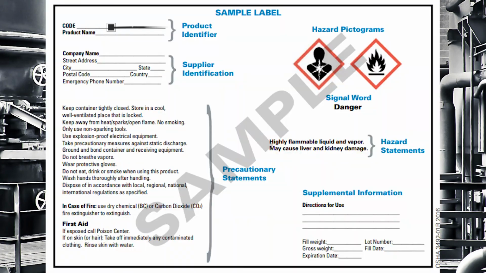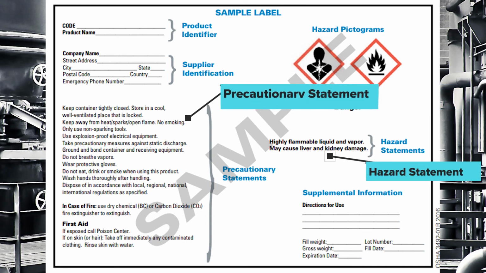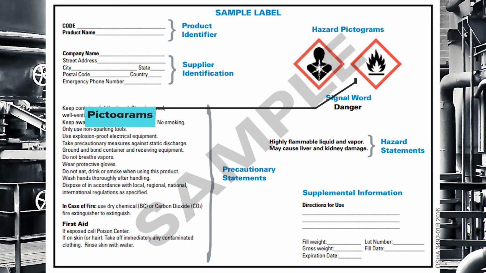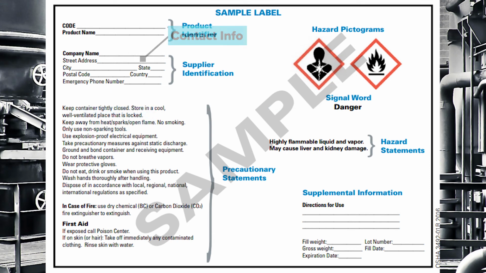GHS has a lot of specific requirements. There's actually 6. They have to have the product identifier, which matches the name on the chemical inventory and the safety data sheet. They need to have the signal word, which is either danger or caution. They need to have the hazard statement, precautionary statements, relevant pictograms as established by GHS, and then the manufacturer contact information. So that's 6 items, and it's quite a bit of information.